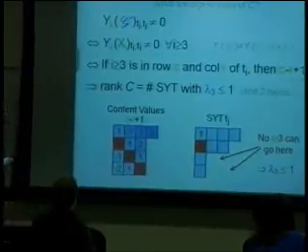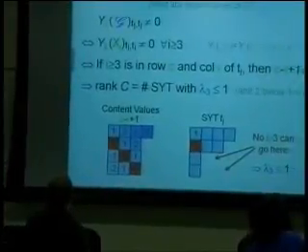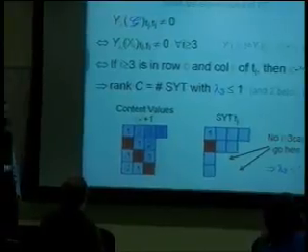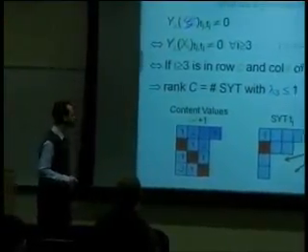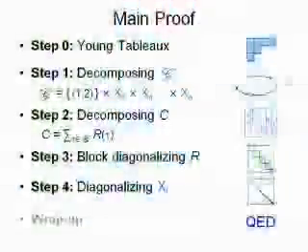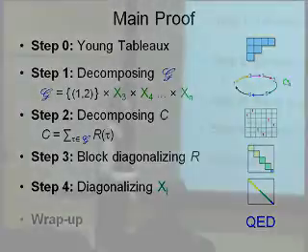So the punchline is that the rank of C, so the number of non-zero diagonal entries, is just the number of standard Young tableaux with lambda 3 of at most 1, and some other conditions I swept under the rug. OK, so that's the end of the proof, computing the rank of C.